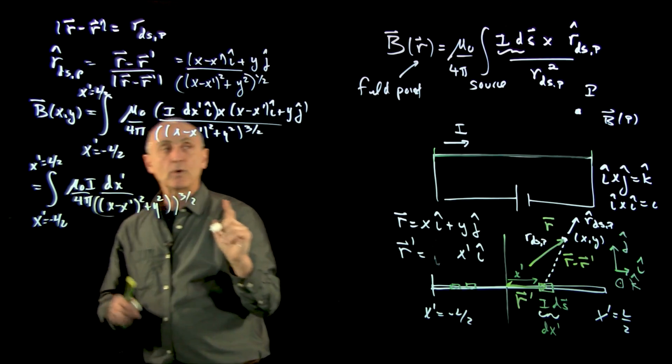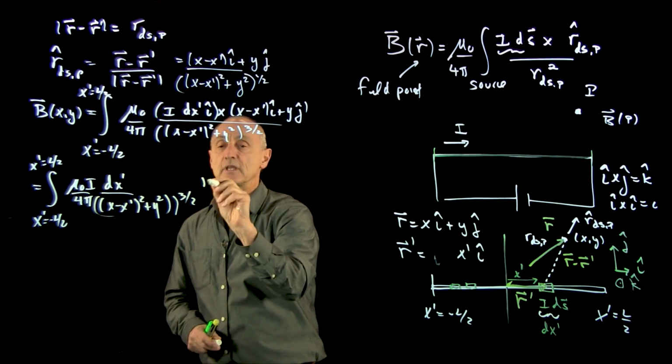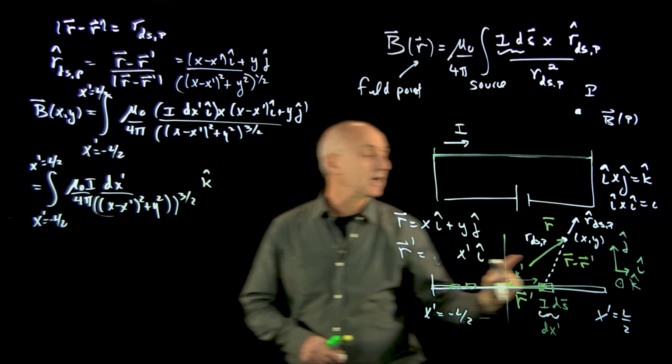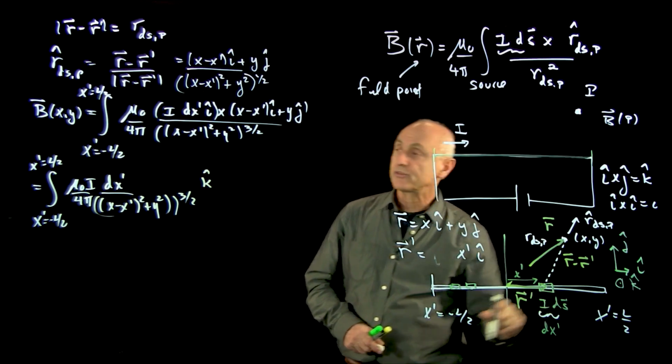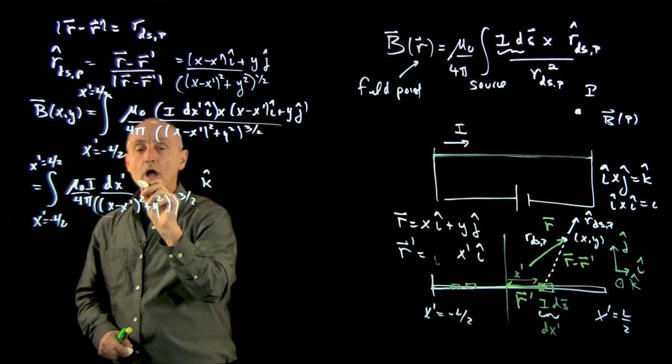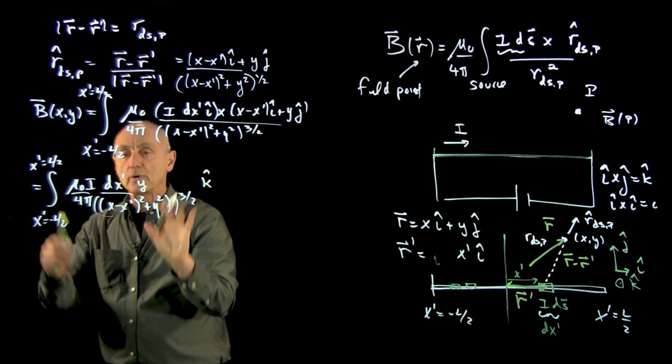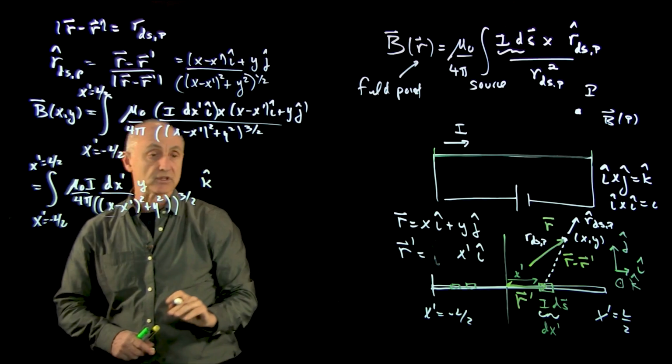Now remember, this is in the k hat direction. I haven't forgotten my y yet. But the integration variable is x prime. So the y is not being integrated over. And so you see we have a few constants.